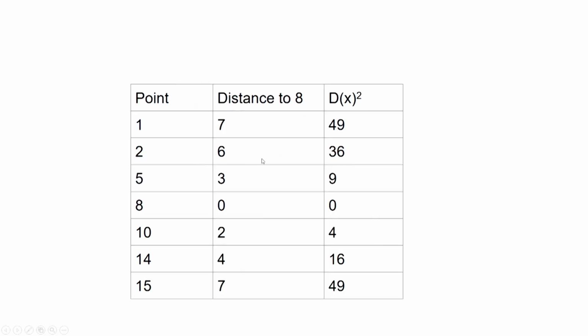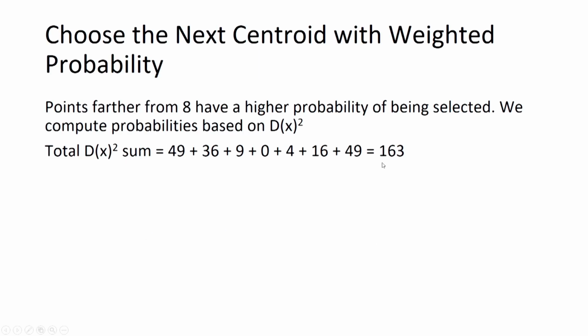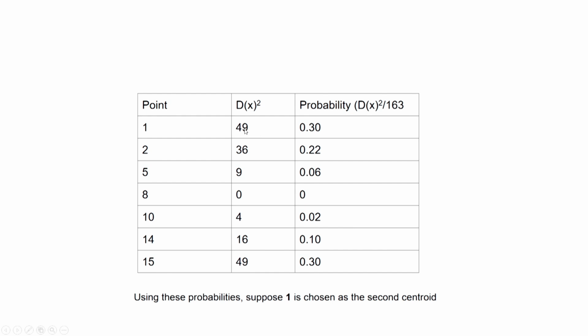The sum of these squared distances is, suppose, 163 when we add these values. So, we divide all these squared distances by the sum of all the squared distances, and we can say that we are now getting probabilities.